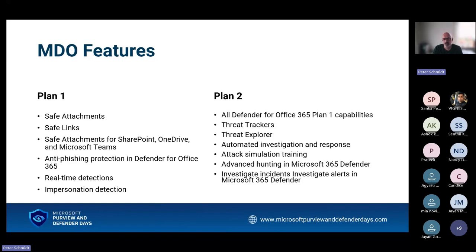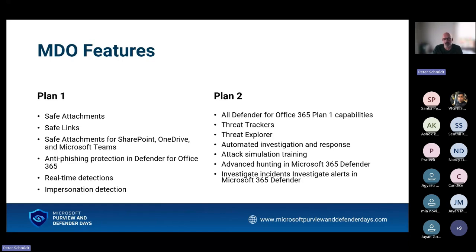All of that is basically included in Plan 1. Plan 1 can either be purchased individually as an add-on to whatever services you have, but otherwise it is typically the service you see available within the E3 license schemes. Whereas Plan 2 is typically what you see available within the E5 services.